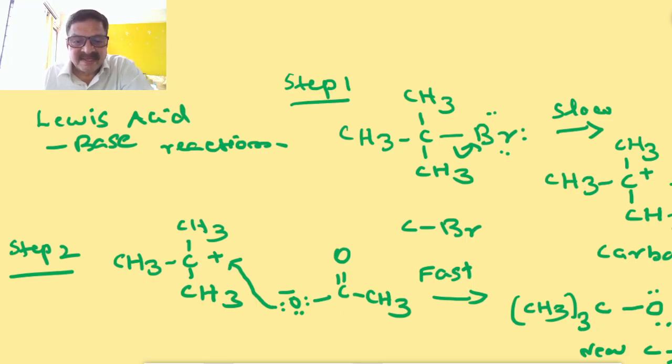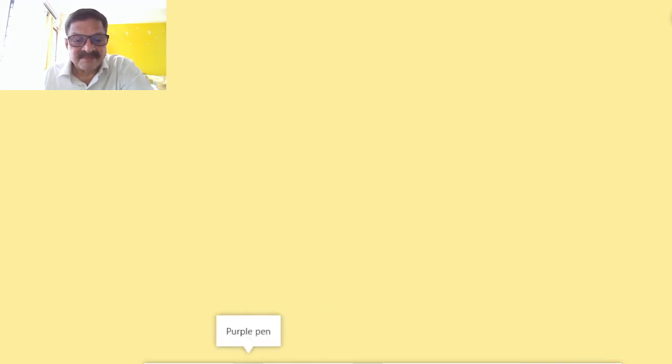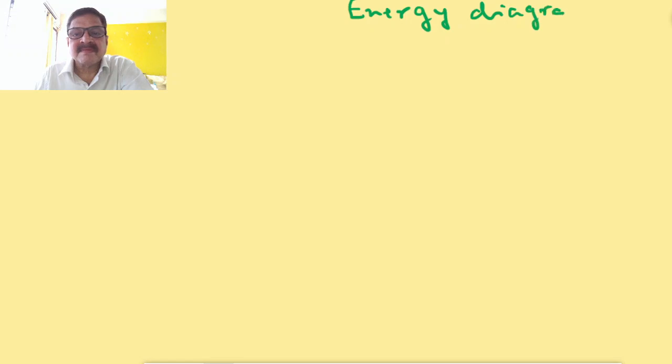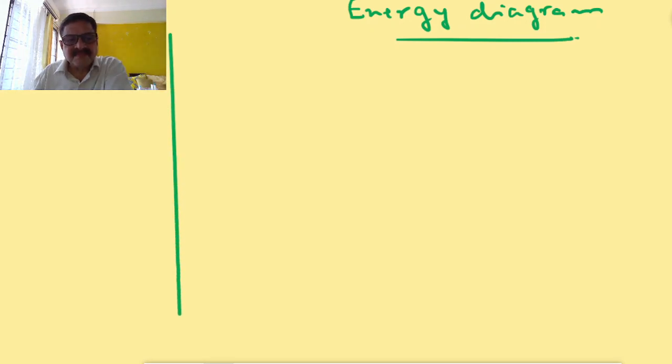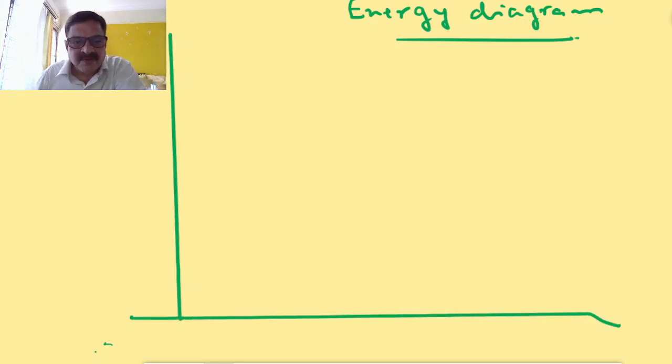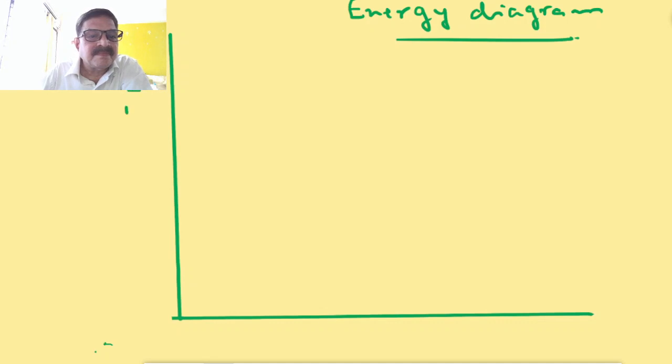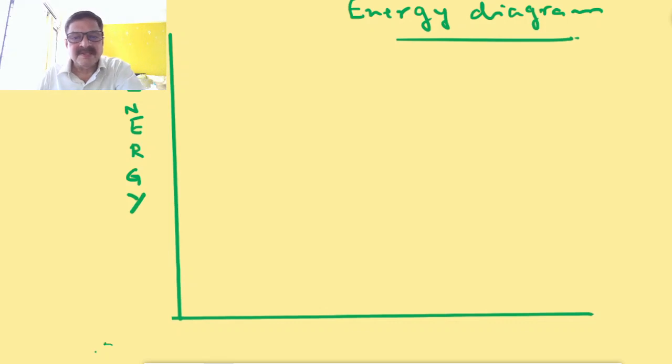Now, the most important thing is, this is the mechanism. Now let us see the energetics here. That will be very interesting. That is energy diagrams. We can draw an energy diagram for the SN1 mechanism. We have drawn energy diagrams earlier. We will be drawing two coordinates here: the y coordinate, where we will be plotting the energy, and the x coordinate, which will be the reaction coordinate.